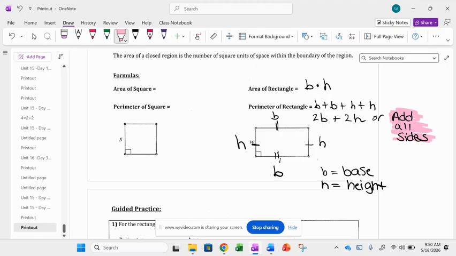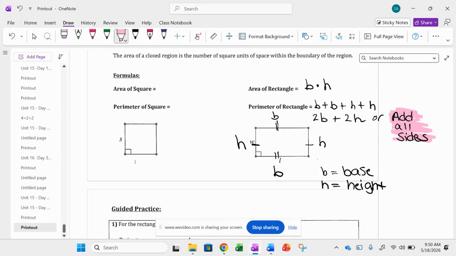Remember, didn't I call the square the queen bee? It had every property under the sun. So a square is a parallelogram. It's a rectangle. It's a rhombus. It's everything. So because a square is a rectangle, wouldn't all the formulas for the rectangle work on the square?